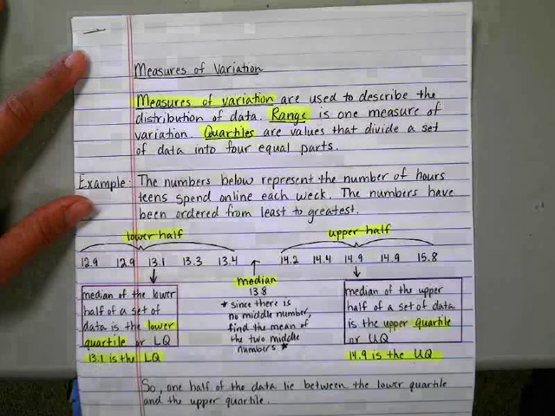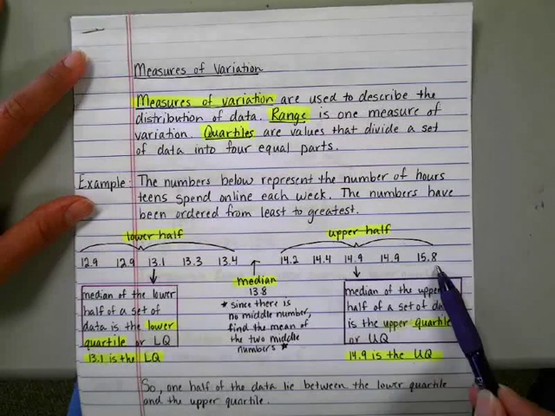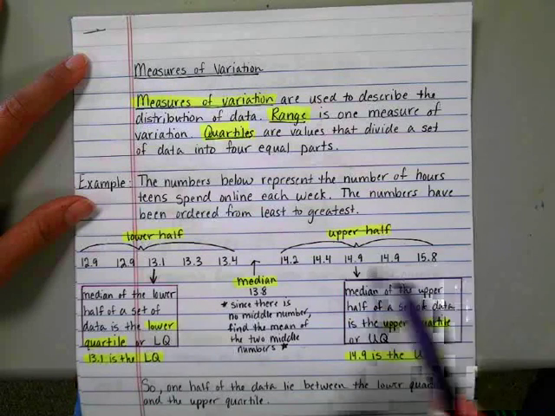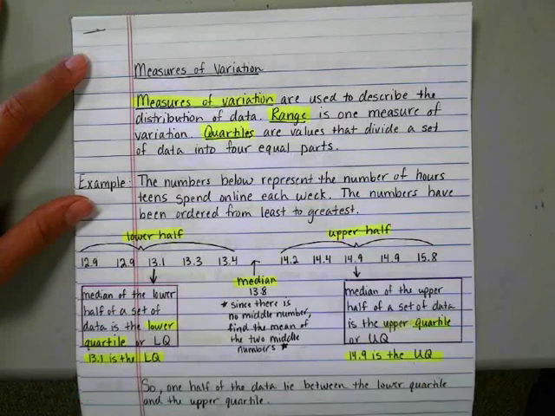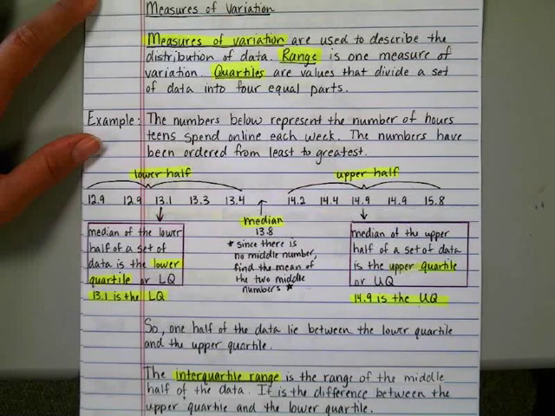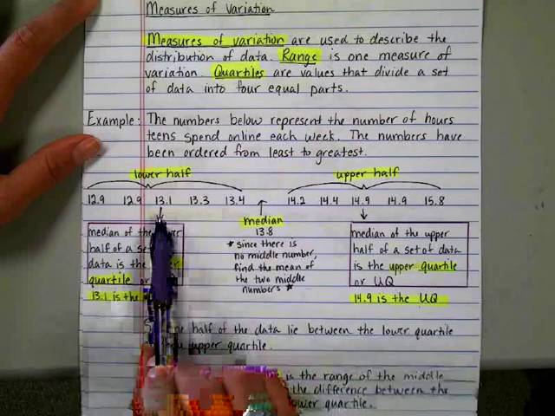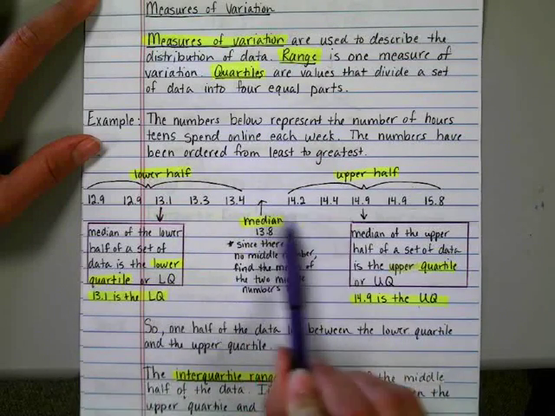Now you may be wondering what happens if there is no middle number. What happens if this is an even number of data? Then again, just like the median here, we would average the two numbers, and we'll do an example like that in a moment. So we can say that one half of the data lie between the lower quartile and the upper quartile. So here's our lower quartile, here's our upper quartile. Half of the data lies there.